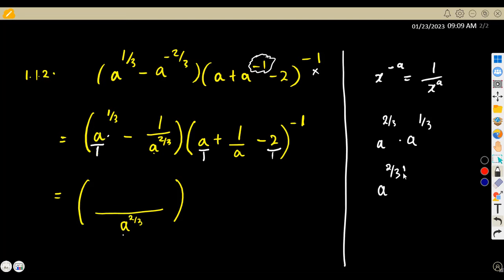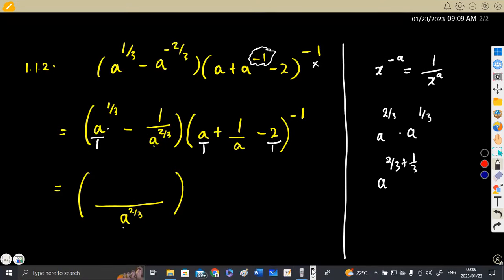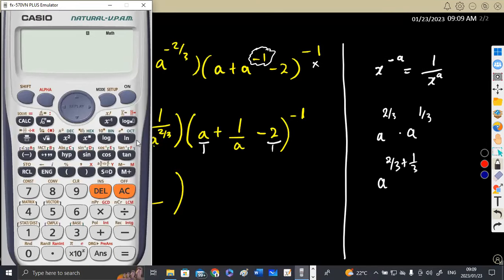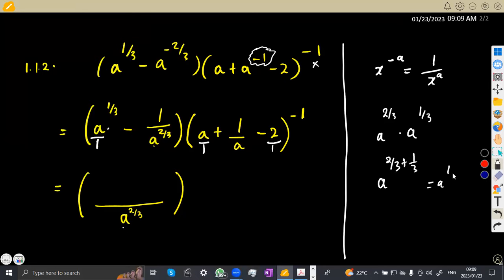So it's 2/3 plus a third, which you can simplify using your calculator. Let me just share the whole screen so that we can see our calculator here. All right, so this is 2 over 3 plus 1 over 3, which is just a 1, guys. You can use your calculator to confirm this, but you're obtaining a 1. So this is going to be a to the exponent of 1.